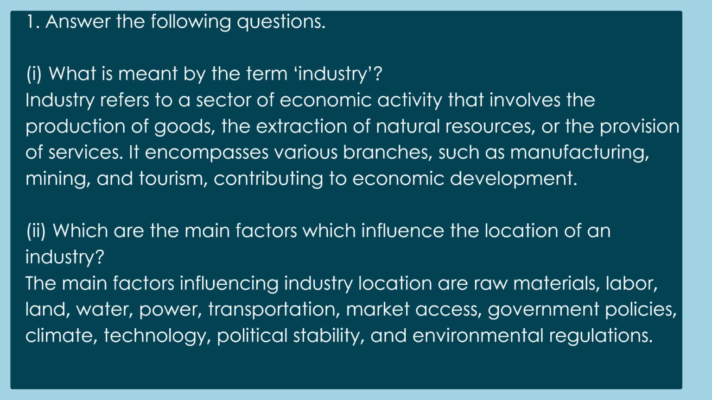Which are the main factors which influence the location of an industry? The main factors influencing industry location are raw materials, labor, land, water, power, transportation, market access, government policies, climate, technology, political stability, and environmental regulations.